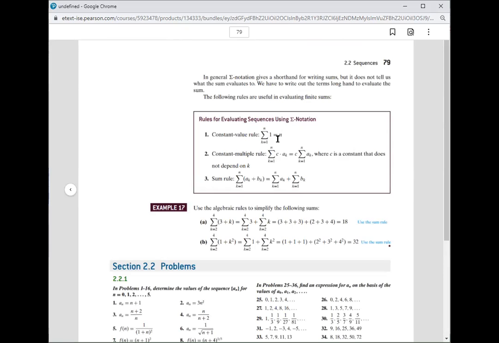But the sum of the constant value one gives you n. For a constant C, you can put the C aside of the sigma, like using the distributive property, right? And the last one is also equal to this.